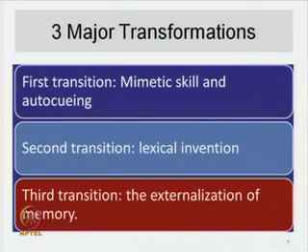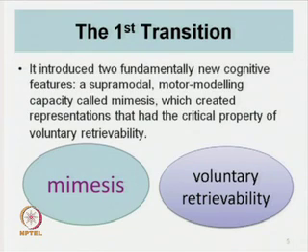All these 3 transitional phases, that is mimetic skill and auto-cueing, then the descent of the larynx leading to more and more vowel sounds and the growth of the lexicon, the expansion of the brain, then the externalization of memory, were, as Donald said, played out at the cultural level, and that is why we needed to look at these in the first place. The first transition is something we have already been through, so I will not look at this slide.